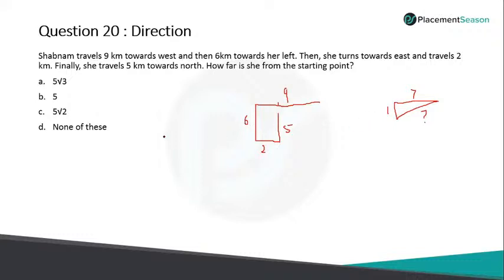Square root of 50 is equal to 5 root 2, because 50 I can take as 25 into 2. Square root of 25 into 2, square root of 25 is 5. So it will be 5 root 2. Right. So that's it. We have seen a few problems from the topic reasoning ability.